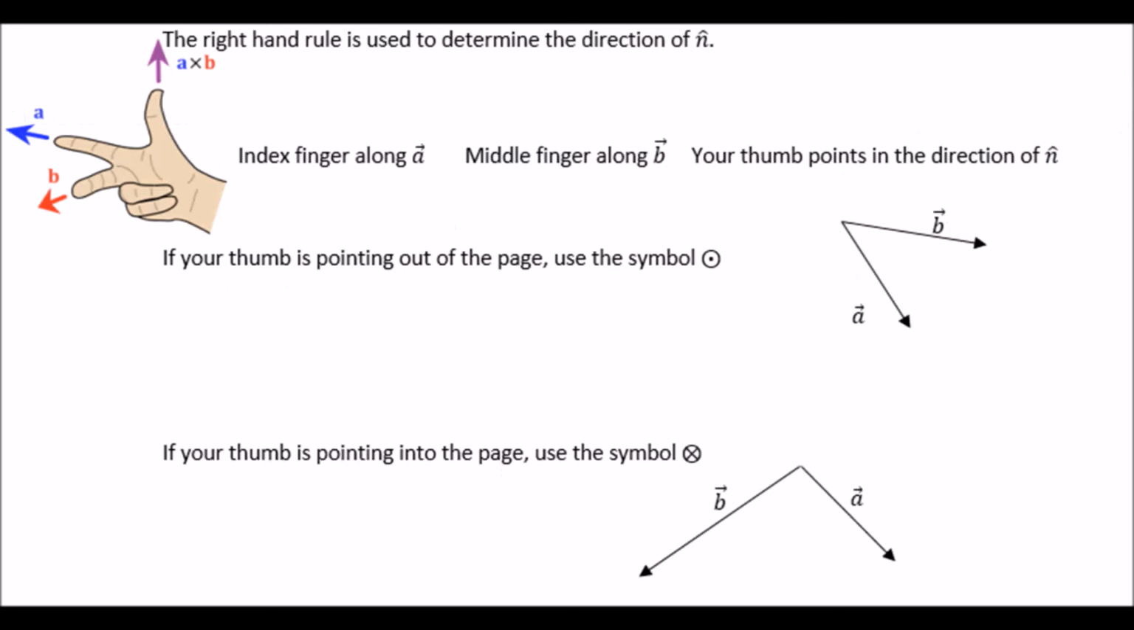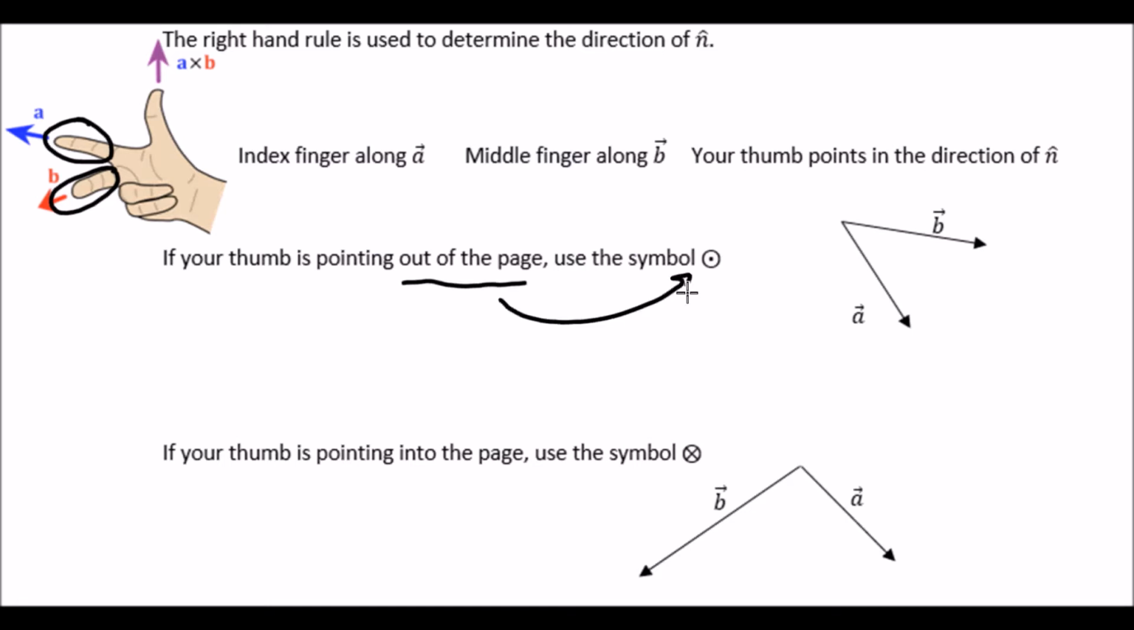We're talking geometric vectors here, so we use the right-hand rule. If you do A cross B, the first vector will always be your index finger. The second vector that you're crossing will always be your middle finger, and the direction of your thumb is the direction of the normal. So here we go. If I put my index finger on A and my middle finger on B and do a little bit of hand yoga, I can see that my thumb is coming out of the page. So this is out of the page.